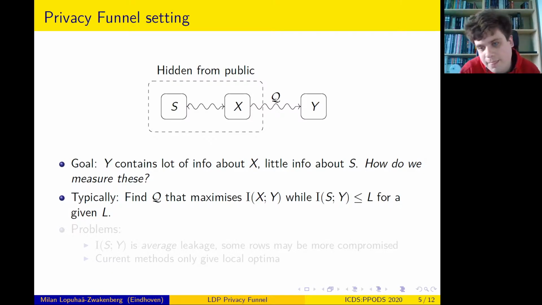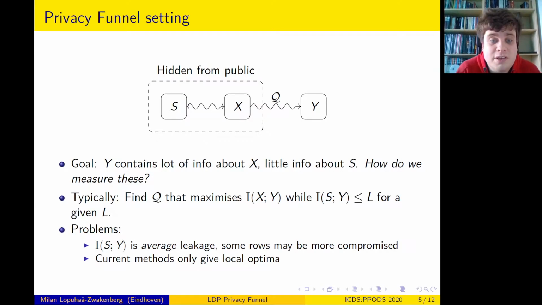There are two problems with this approach. First, if you take mutual information as a leakage metric, then what you get is an average leakage. So it tells you that the average row in the database will only leak a certain amount of data about S. But then there might be rows that have more leakage than that, and there might be users that will be more compromised than your threshold allows. That is something that we do not want. Ideally, we want to give some privacy guarantee that holds for every user in the database, not just the average user.